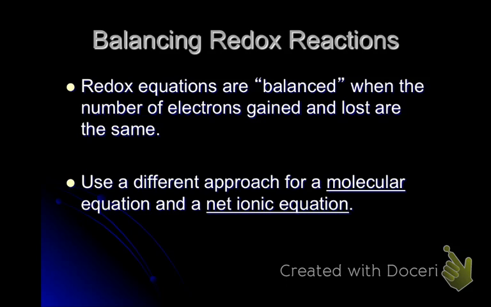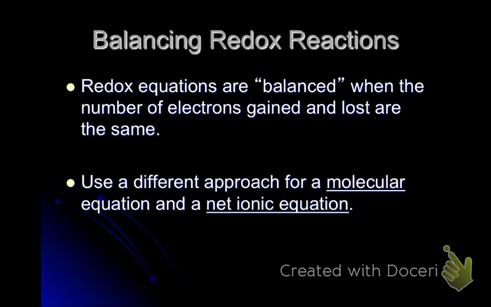Why do the number of electrons gained and lost need to be the same? They have to go somewhere. Yeah, they gotta go somewhere. It's the law of conservation of matter. So if something loses 2 electrons, those 2 electrons must be picked up by something. And so that's what we're gonna show in these reactions. So we're looking at the number of electrons gained versus lost.